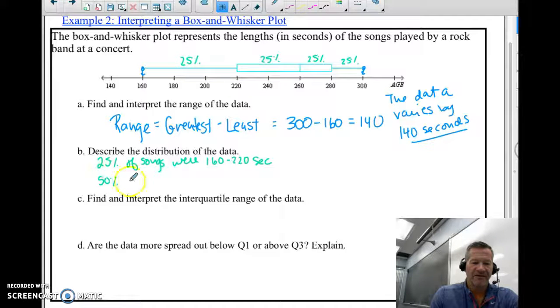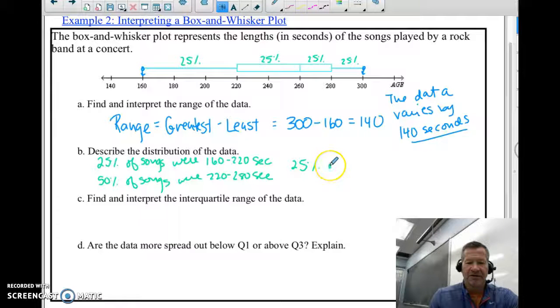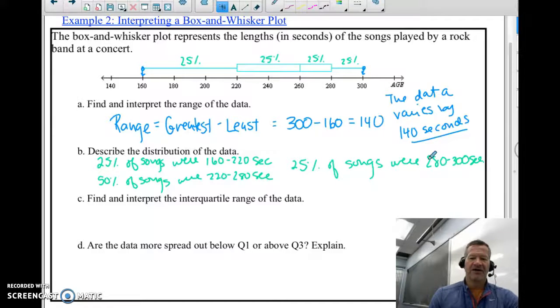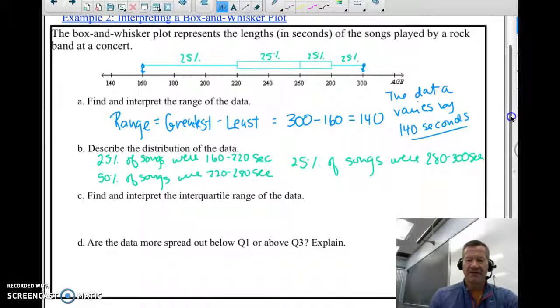50%, the middle part, the box, 50% of all the songs were between 220 and 280. And then the highest 25% of songs were from 280 to 300 seconds long. So that's our explanation of the data plot that we see here.